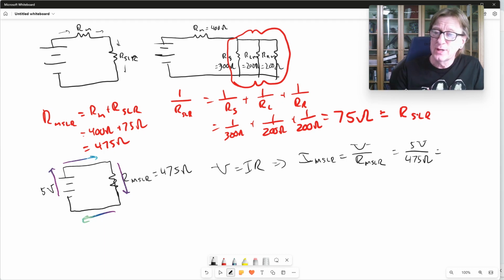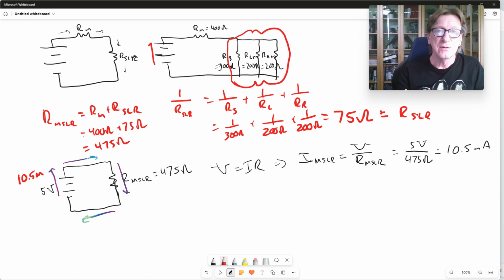Okay, well, when you worked it out, you should have gotten 10.5 milliamps. 10.5 times 10 to the minus 3 amps. That number should sound real familiar. Let's see if we can figure out what's going on. So we know that the current through the battery is 10.5 milliamps. So we know that that's true everywhere through the circuit.